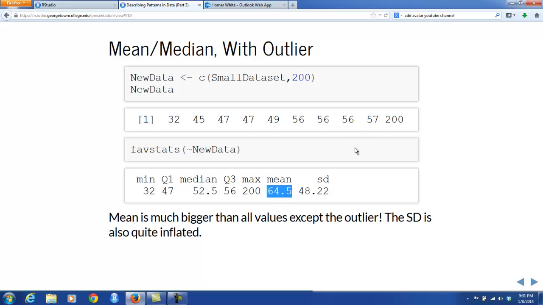The mean is now larger than all but the outlier itself. It no longer represents a typical value in the data set. So if I had to choose a measure of center for this data set, and I had to choose between the median and the mean, I think I would choose the median because it's more like a lot of the other numbers in the data set than the mean is. I would note also that when there's outliers or extreme skewness, the standard deviation can also be quite inflated.